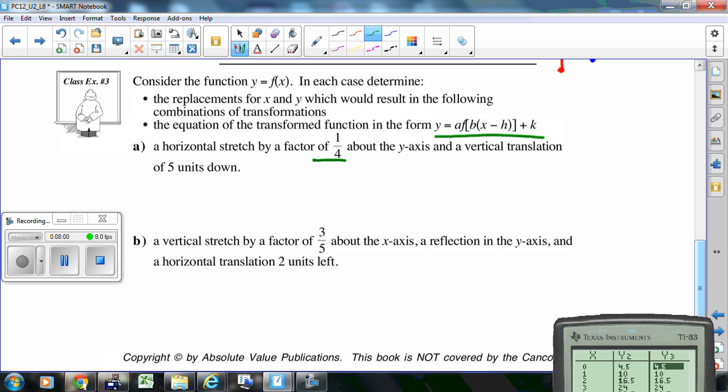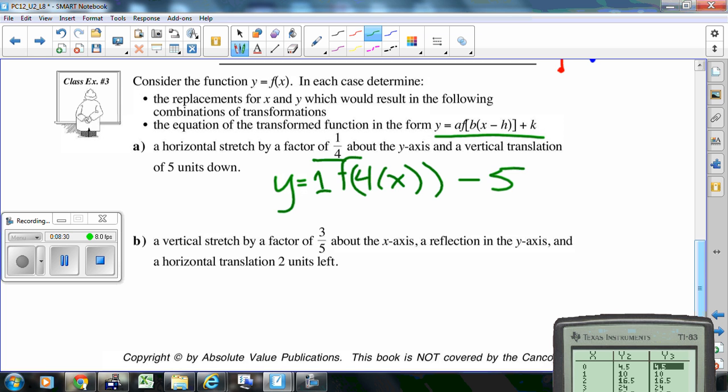Horizontal stretch by a factor of 4, or 1/4. This is going to be x getting to be 4x. So my a value is just 1, since there is no vertical stretch. And then a vertical translation of 5 units down, no horizontal translation, so -5, like that.